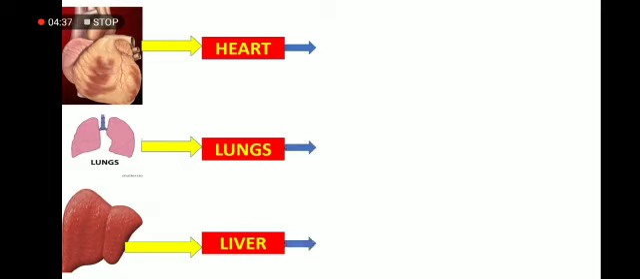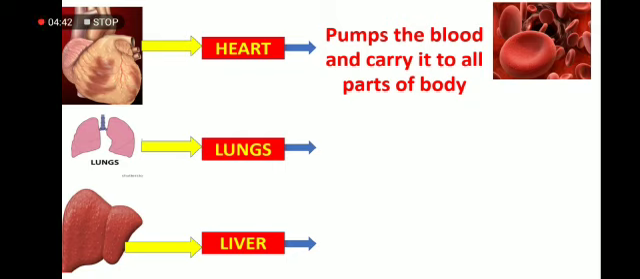So, first, we will discuss the heart. The heart is the organ which helps to pump the blood and carry it to all parts of the body. We have discussed blood and blood cells. It is the fluid which is running in our body. So the heart is the organ responsible for the transport of blood, for the movement of blood from one part to the other. That's why it is also called the pumping organ of our body. Fine. So the heart is the pumping organ because it pumps the blood.